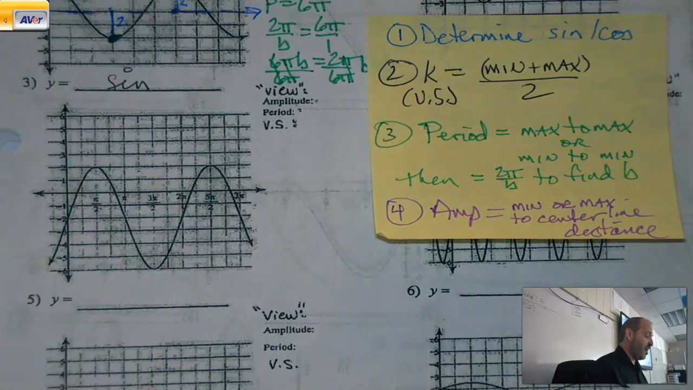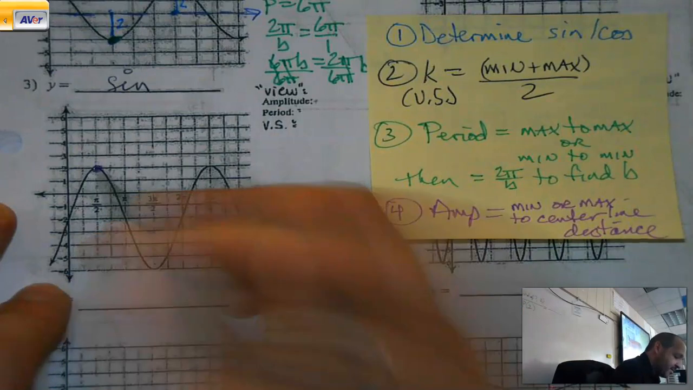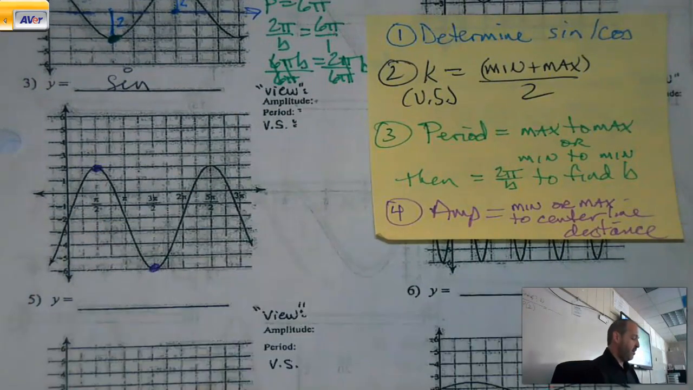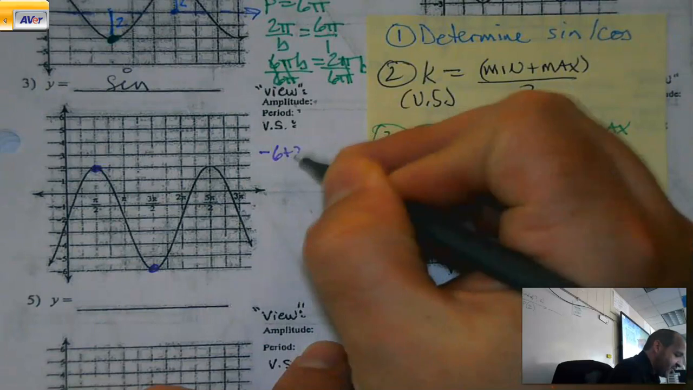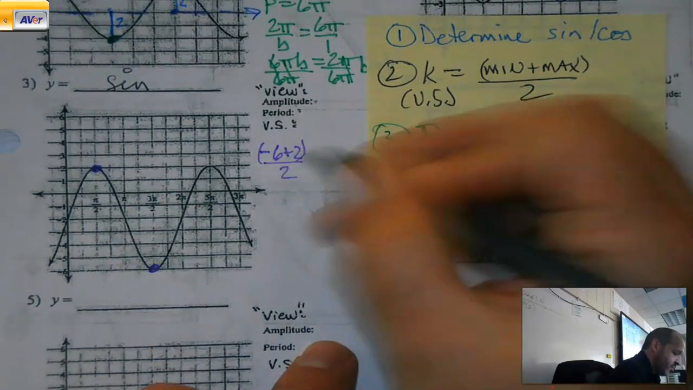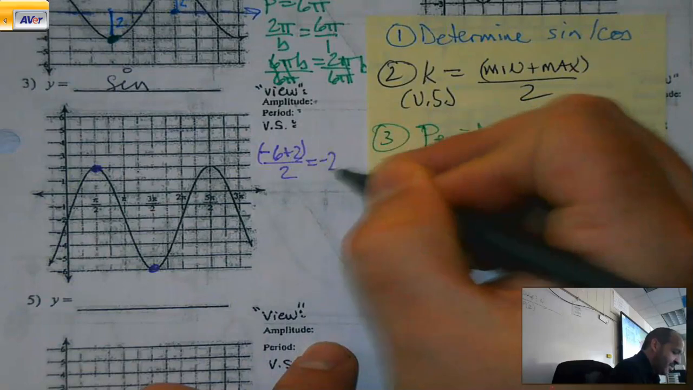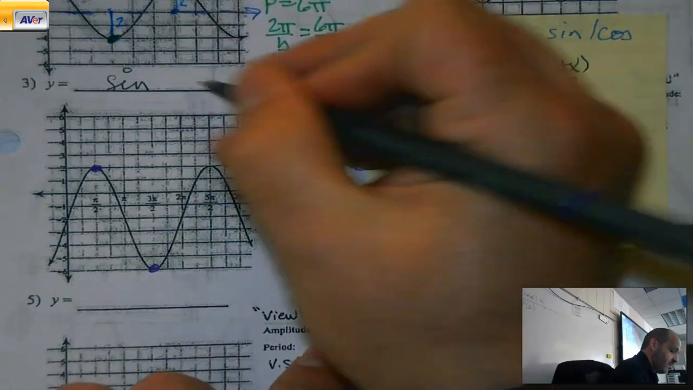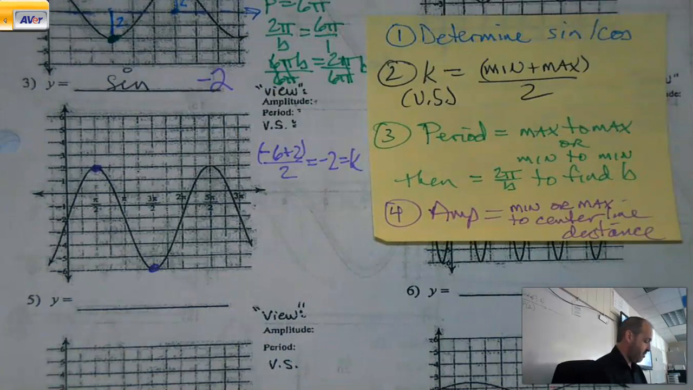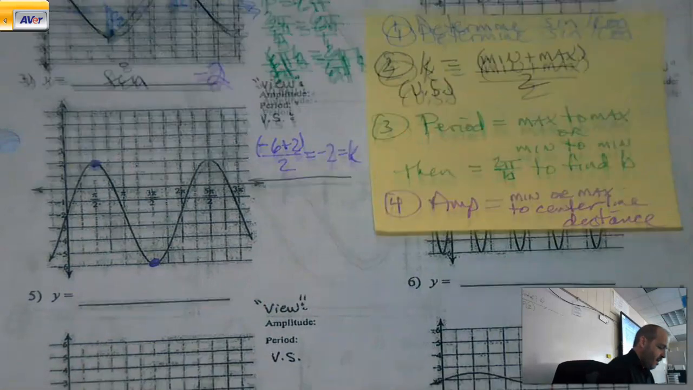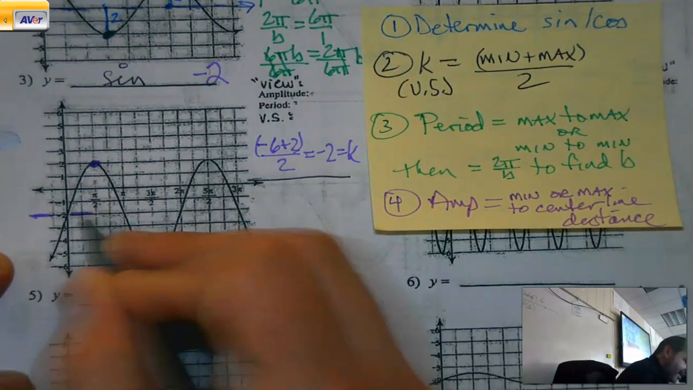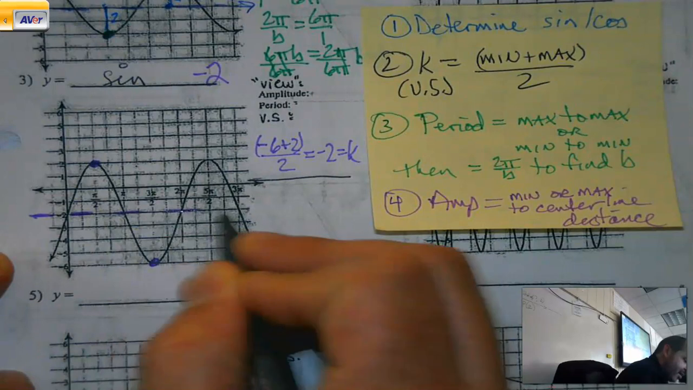Then again, we're going to go find our K, our vertical shift. So find your max, find your min, whether it's in your head or just counting with your fingers. We're going from -6 to 2, which would be -4 divided by 2, which is -2. There's my K. Always good to put that center line in because we're going to need it for other parts later anyway.